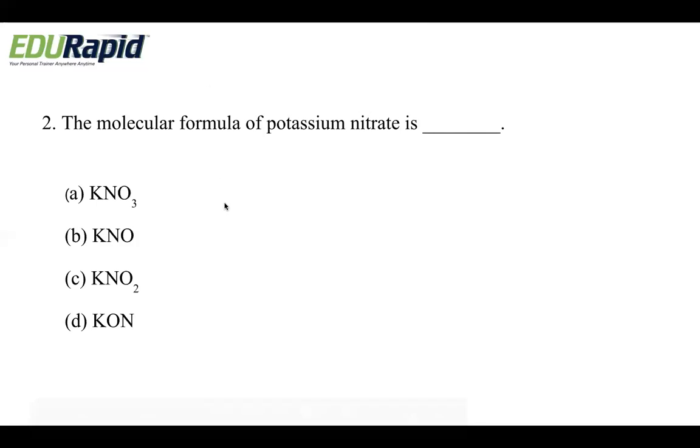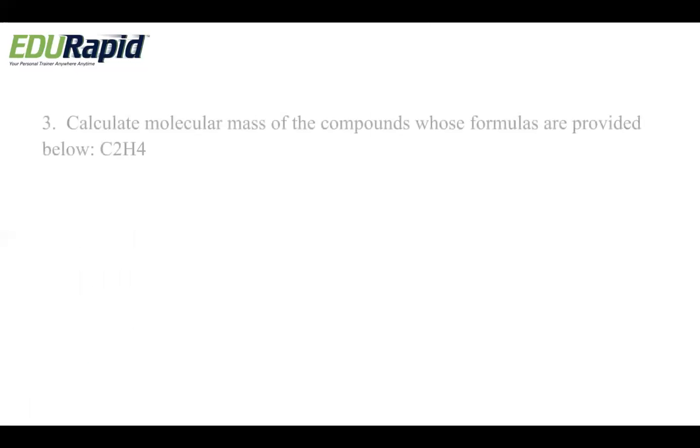So any answers? Very simple. It's the first option, that is KNO3, potassium nitrate. Calculate the molecular mass of the compounds whose formulas are provided below.